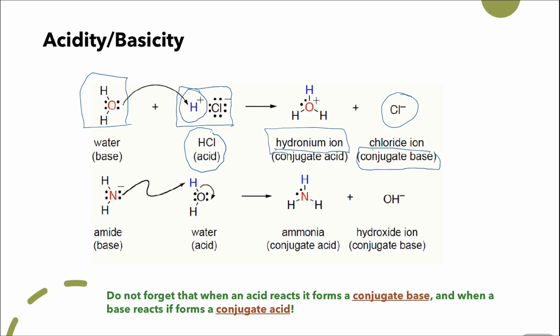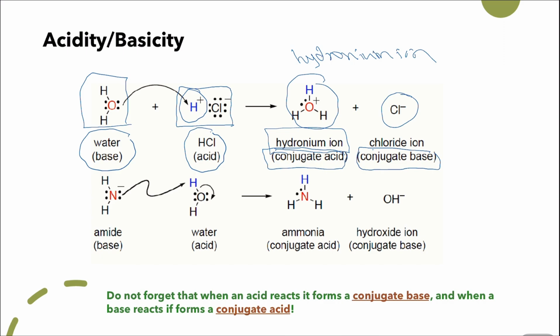In this dissociation reaction, water acts as a base. Water can act as an acid or as a base. So water as a base, where it acts as a Brønsted-Lowry base, accepted a proton, and then it will give a conjugate acid. This is the hydronium ion, and it is the conjugate acid.